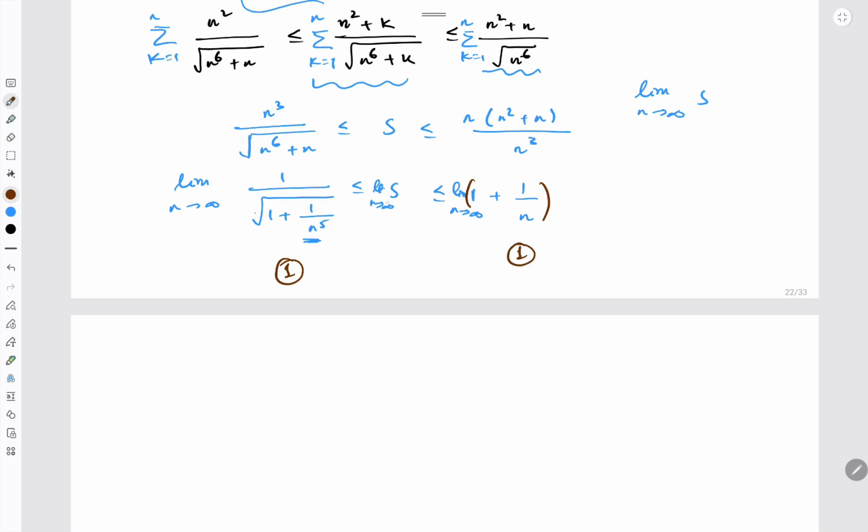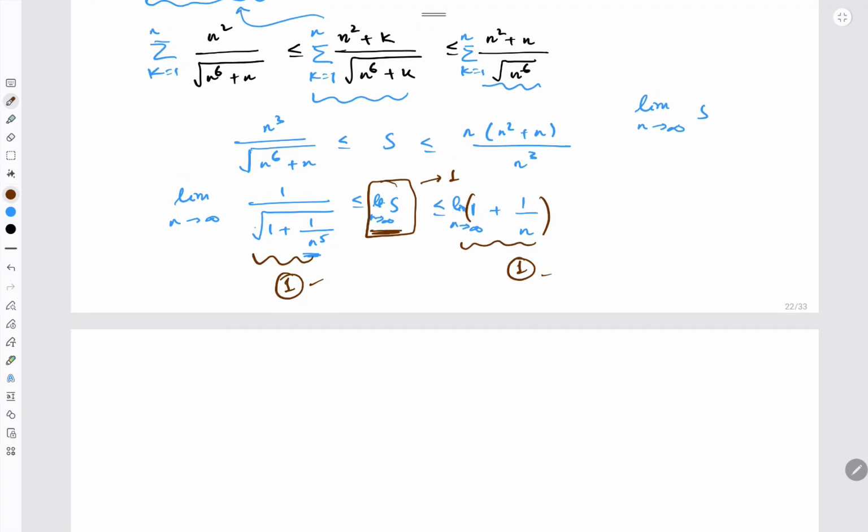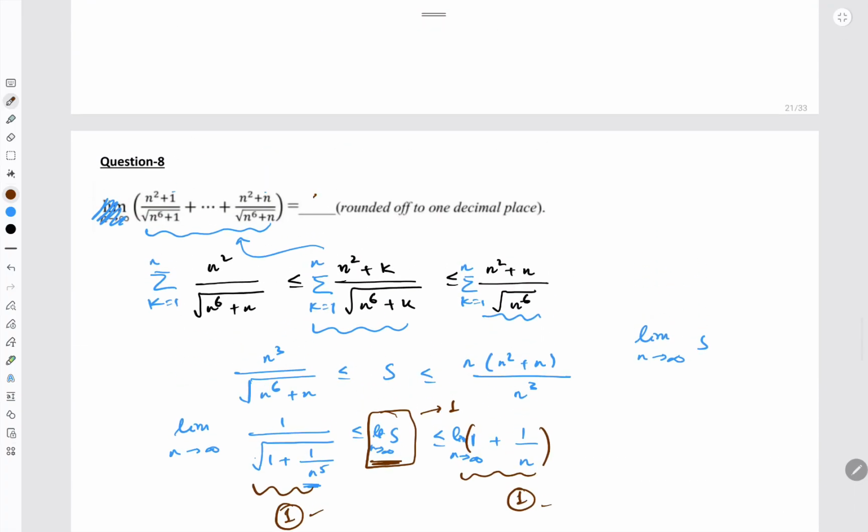So if this sum is lying between these two bounds, and as n tends to infinity, these two bounds are going to 1, then that means as n tends to infinity, the sum should also go to 1. That is the sandwich theorem basically. So the answer to this question is 1.